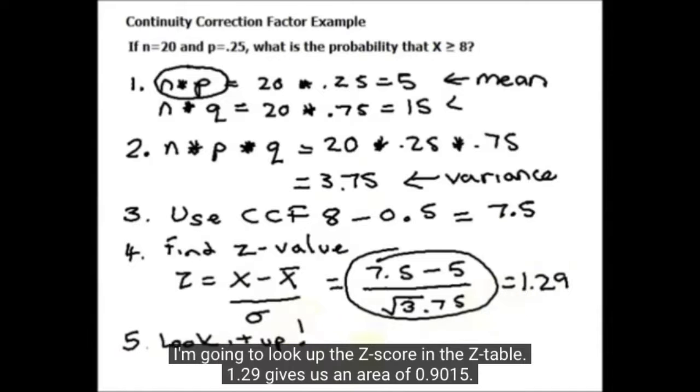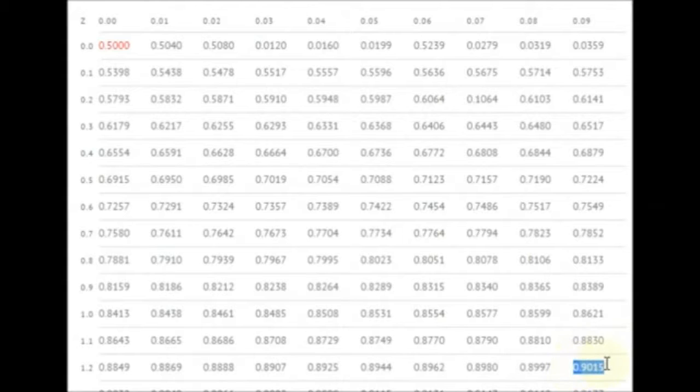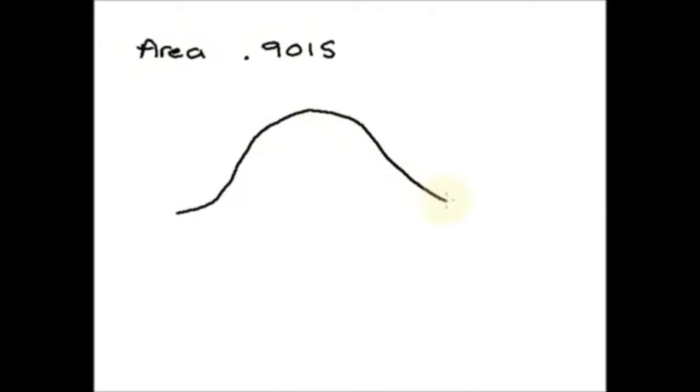I'm going to look up the z-score in the z-table. 1.29 gives us an area of 0.9015. My area was 0.9015. Not quite done yet. That's because I need to subtract from 1.